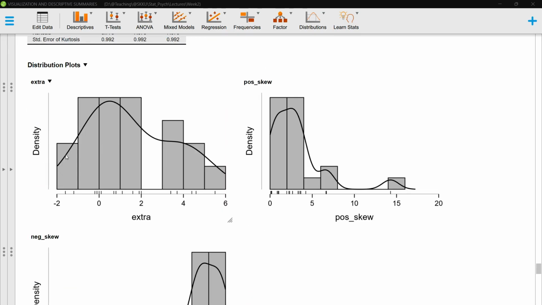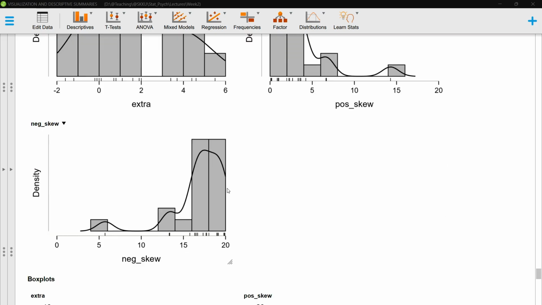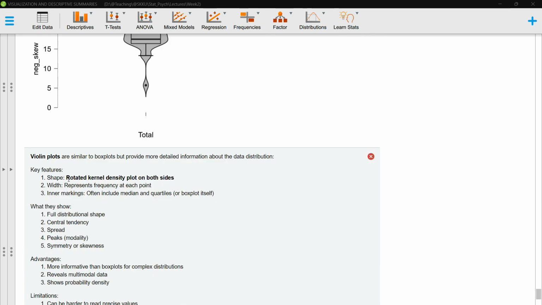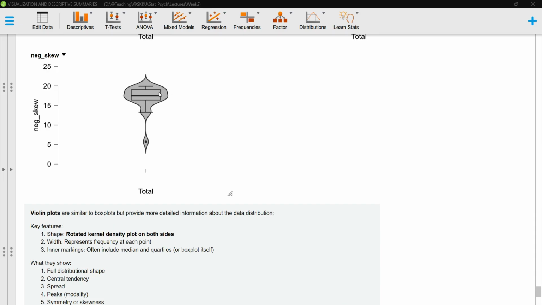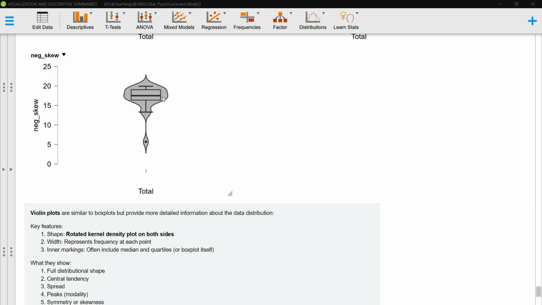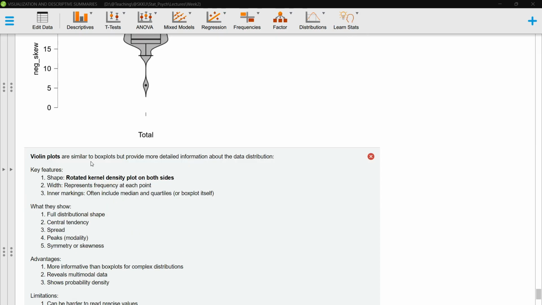From this one, and from these two, we have this violin plot and that violin plot. So the shape is the rotated kernel density plot on both sides. The width of the violin represents the frequency at each point, and the inner markings often include the median and quartiles like the box plot itself. The median and the quartiles, like this one, the box. The violin plot often includes these median and quartiles.